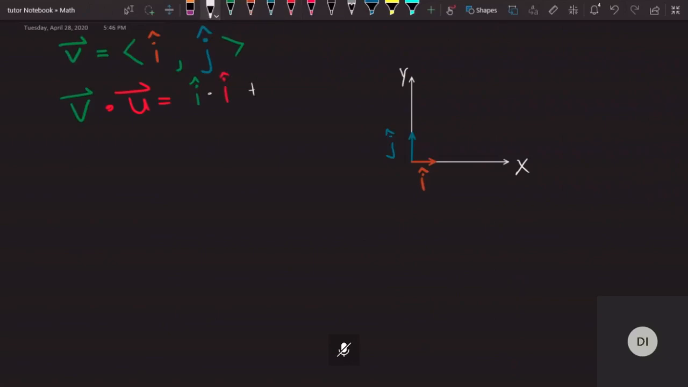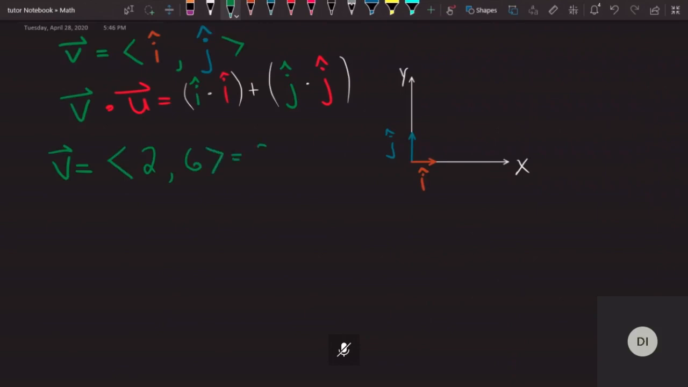When we do the dot product, we want to multiply each of the i elements of both vectors and add that to the product of the j elements in the vectors. So here we see that we're multiplying the i component of the v vector times the i component of the u vector, and we're adding that to the j component of the v vector times the j component of the u vector. So now let's look at an example.